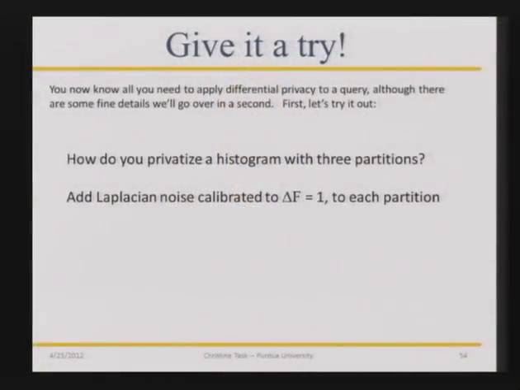I've given you a moment to contemplate it. What you do is you add a noise of sensitivity 1, because remember, histograms have sensitivity 1. You add a noise of sensitivity 1 to each partition. Okay? So you think of each bucket in the histogram as being a separate answer. So male is one bucket and female is another. And you add a noise of 1 to each.